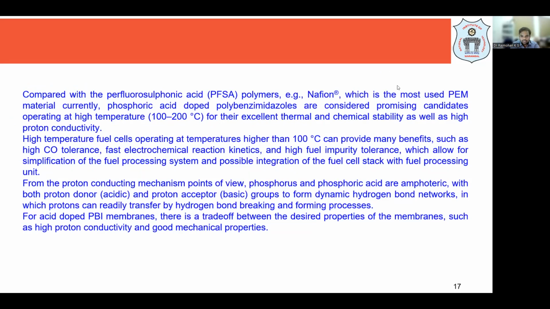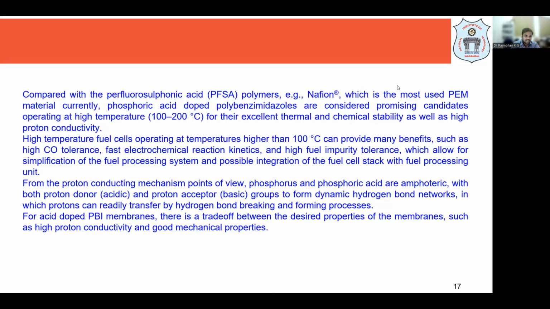Okay. So even if you compare with the PFSA polymer, that is Nafion, which is mostly used in the PEM fuel cell, these phosphoric acid doped polybenzimidazoles are considered promising candidates for high temperature, around 100 to 200 degrees Celsius, because of the excellent thermal and chemical stability as well as enhanced proton conductivity.